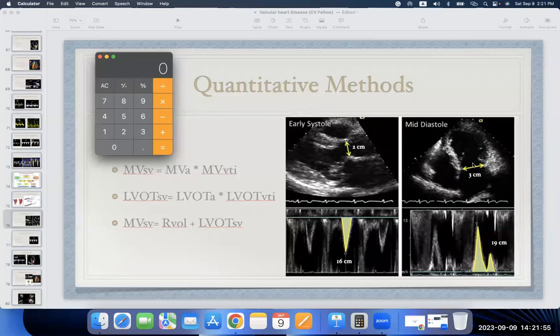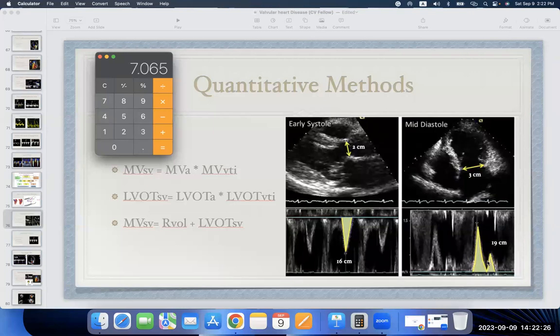And then we calculate the stroke volume that crosses the mitral annulus. So you will measure the diameter of the mitral annulus. Let's say here it's 3. Again, you will do the same. This is the diameter, you divide it by 2 to get the radius, and then you square the radius by multiplying it by the same number, and then you multiply it by pi. You get the area, and then you multiply it by the mitral valve VTI.